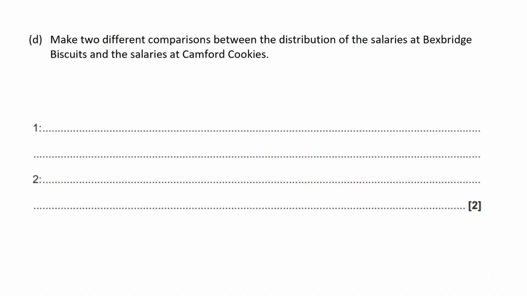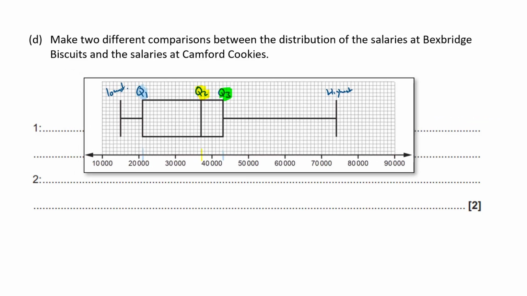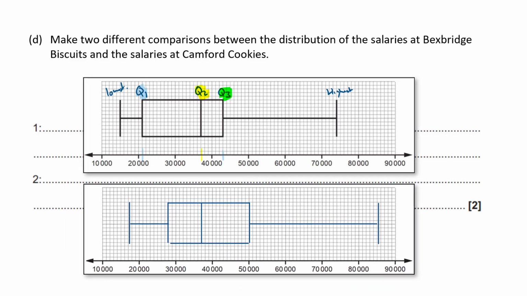Part D says, make two different comparisons between the distributions of the salaries at Bexbridge Biscuits and the salaries at Camford Cookies. Okay, now if I pull up both of the box plots, the one that was given and the one that we've drawn, whilst these distributions are clearly different, they do share a number of similarities. Firstly, they have the same median. It's £37,000. And also, the interquartile ranges are both the same width. They're in a different place, but they have the same width.